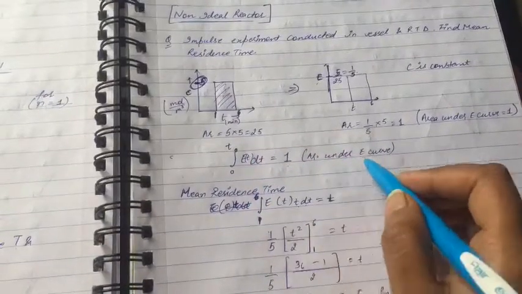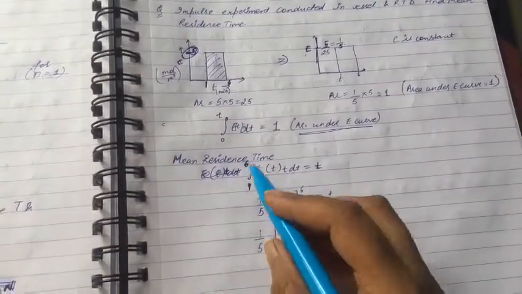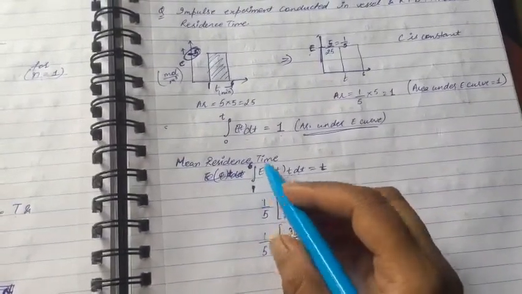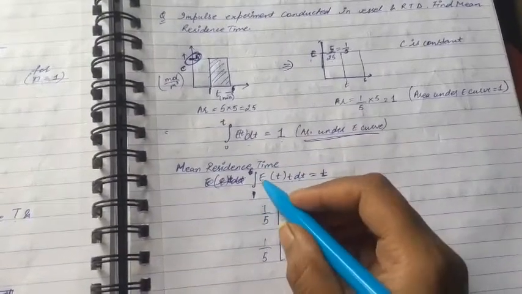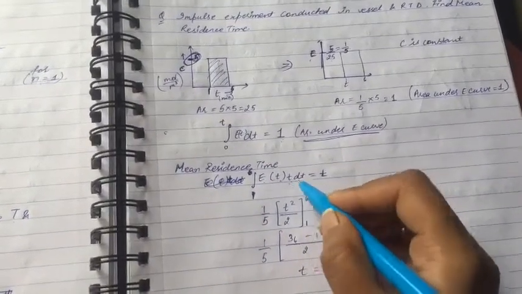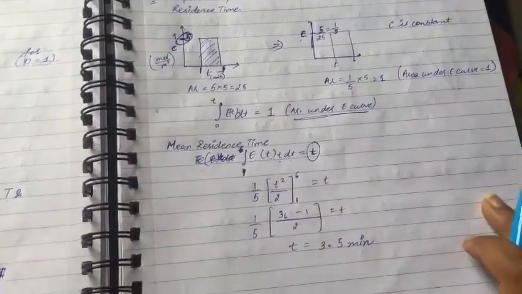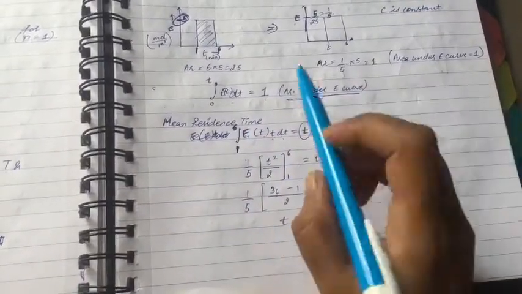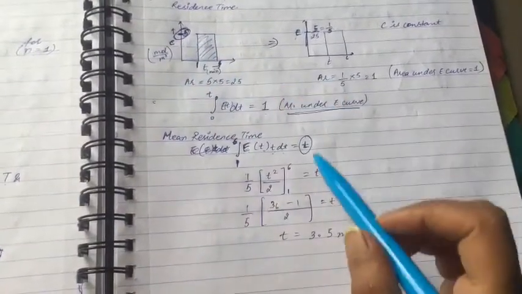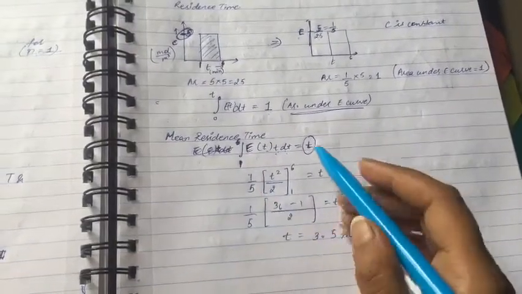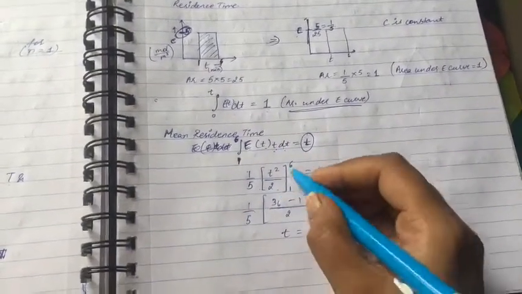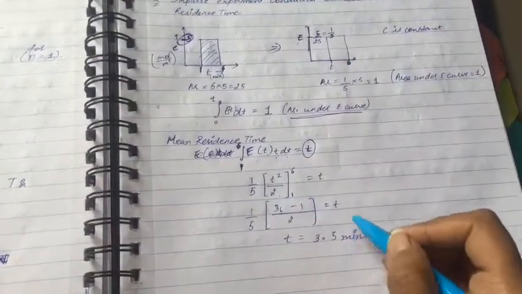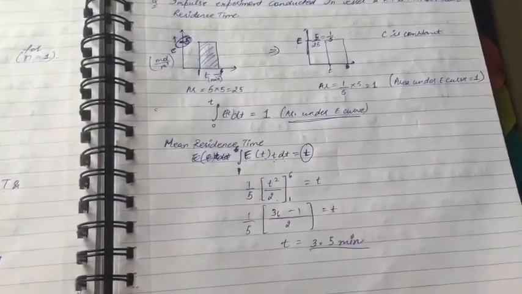Integration of E dt is equal to 1. That means area under the E curve is 1. Formula for mean residence time for impulse experiment is integration of t E dt, which is equal to our mean residence time. From here we have already calculated our E, which is nothing but C upon area, which comes out to be 1 by 5, and integrating t square by 2 from 1 minute to 6 minutes, we get our mean residence time 3.5 minutes.